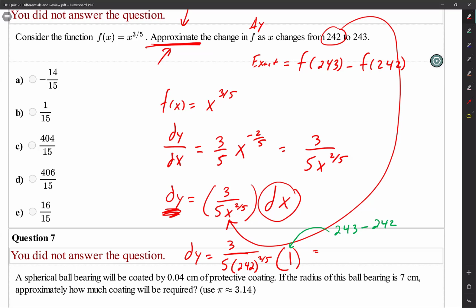Approximate the change in f as x changes from 242 to 243. 1/15. Okay, we got the answer, guys. For whatever reason, our calculators did not change our fractions to decimals, but we did in fact get 0.06666667.